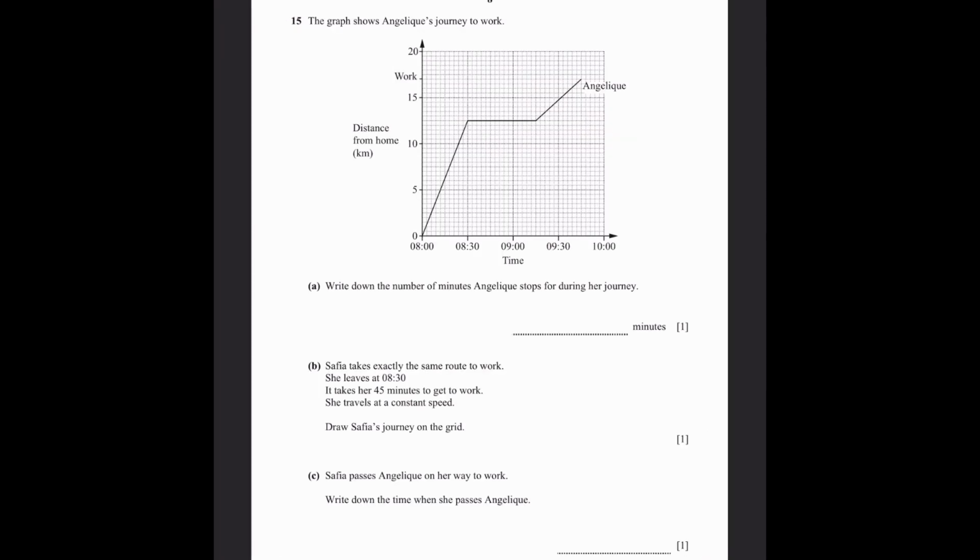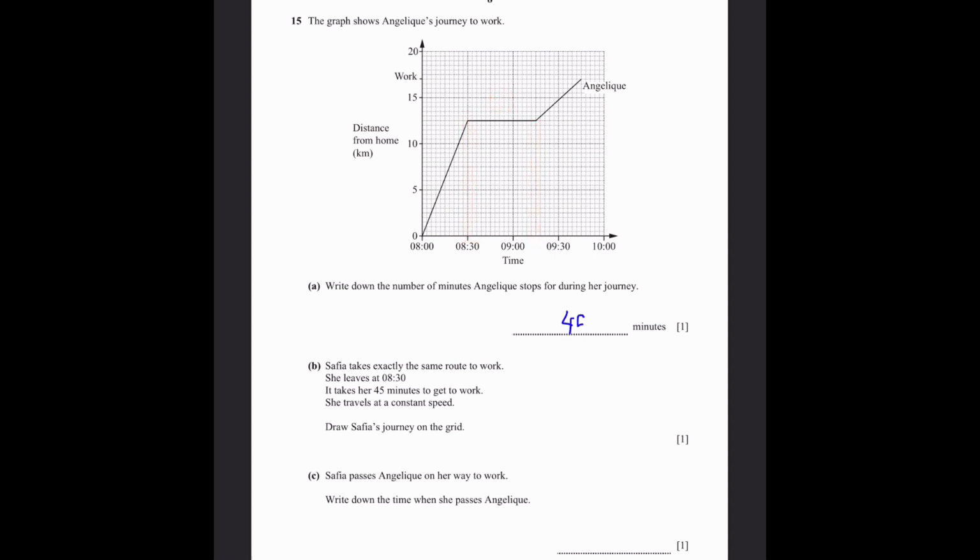Question 15. The graph shows Angelique's journey to work. A. Write down the number of minutes Angelique stops for during her journey. So stop means that you need to have a straight horizontal line. The horizontal line is over here, and that starts from 8:30 till 9:15, and that'll be 45 minutes.